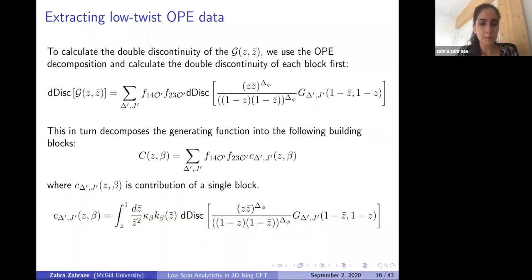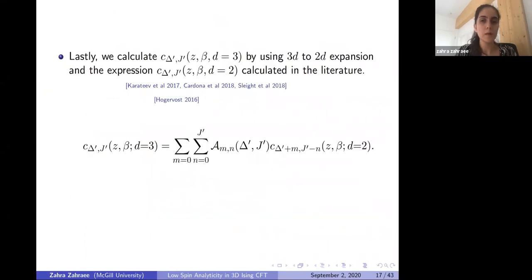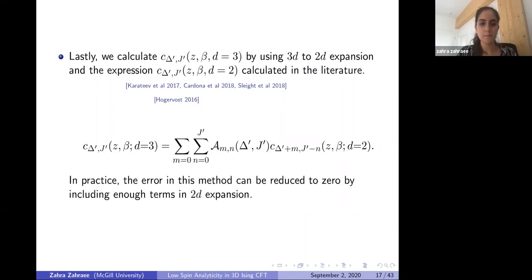So the only problem remaining is that the conformal blocks in 3D are not known. That's why we use 3D to 2D expansion, and we calculate the contribution of each block to the generating function in 2 dimensions, and then use the 3D to 2D expansion to build the contribution of each block in 3 dimensions. Here, A, M, N are just factors fixed by the Casimir equation.